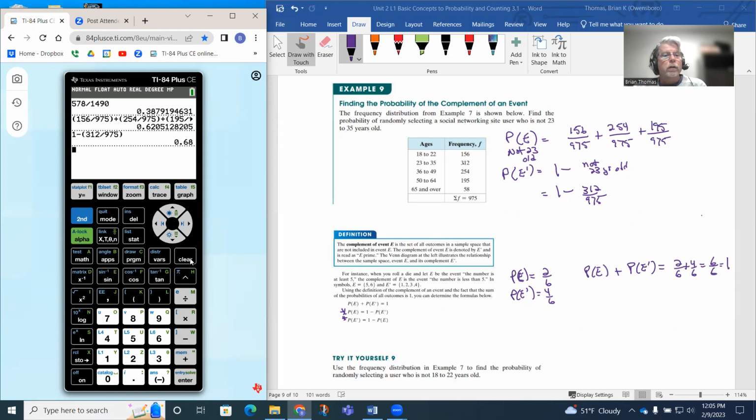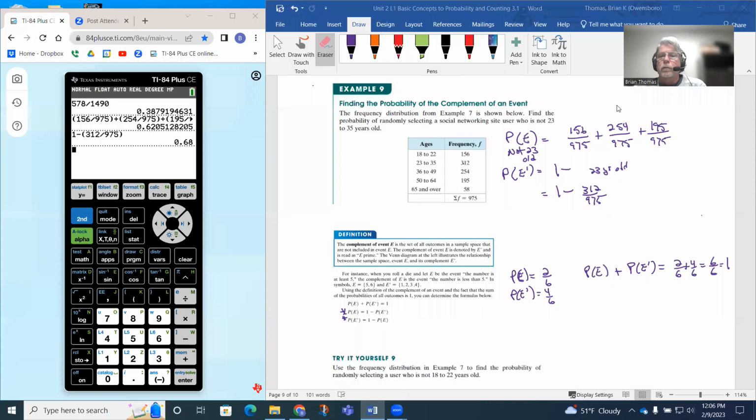Notice that we get, did I type something different there? Hold on, I must have done something wrong here. So let me pause this to see what I did wrong there. So when we're doing this, it looks like I left off the 65 and over up here. So this should still be plus, let me get this out of the way. Give me some room here. So I should have also had this 58 divided by this 975.